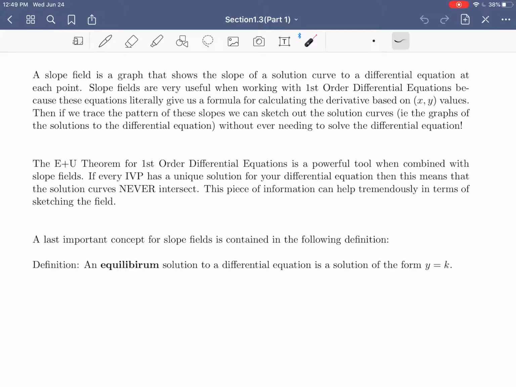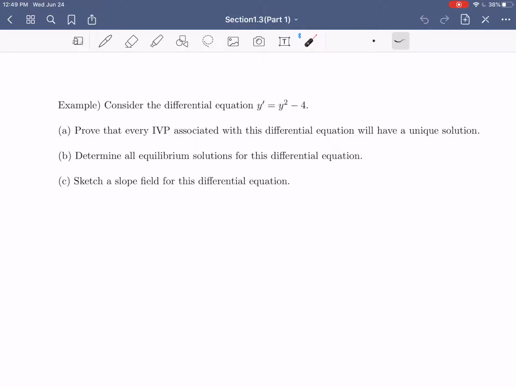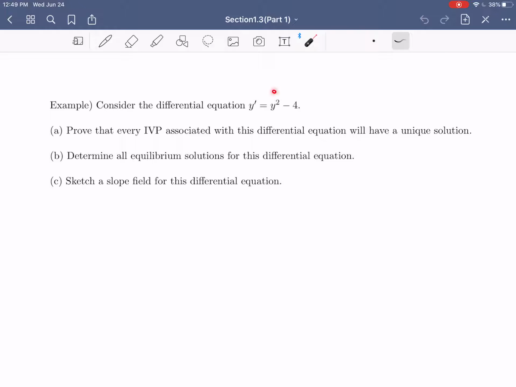All right, let's put all this together and take a look at an example here. We're going to consider this differential equation: y prime equals y squared minus 4. Notice that this is first order, but this one is nonlinear.